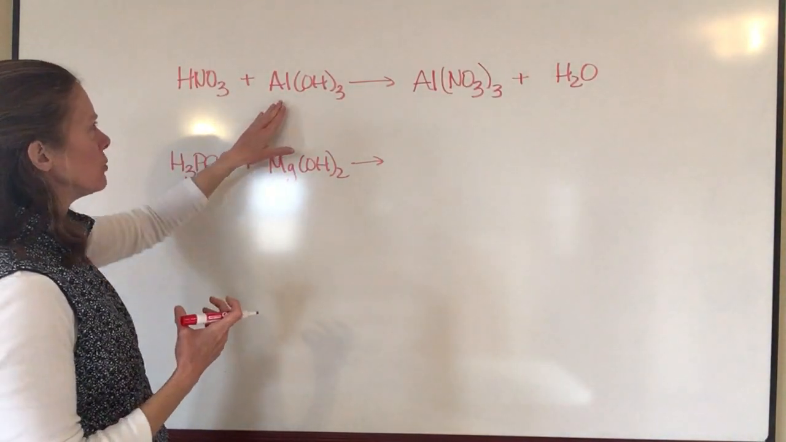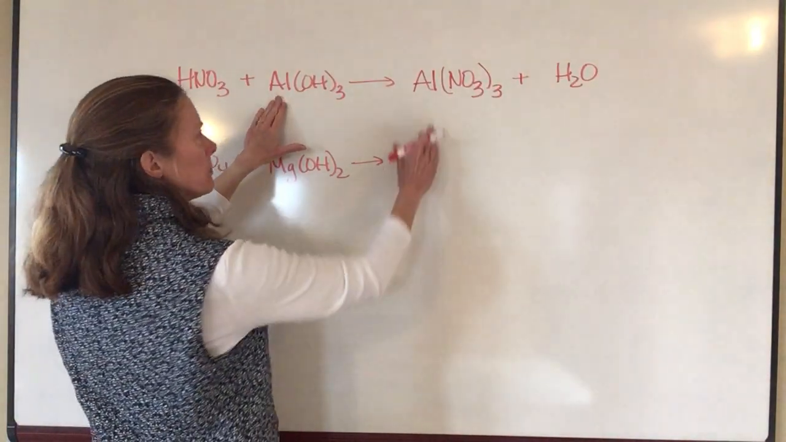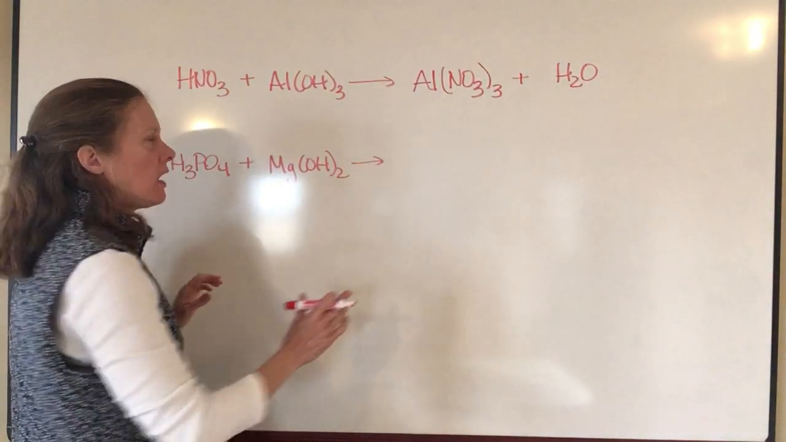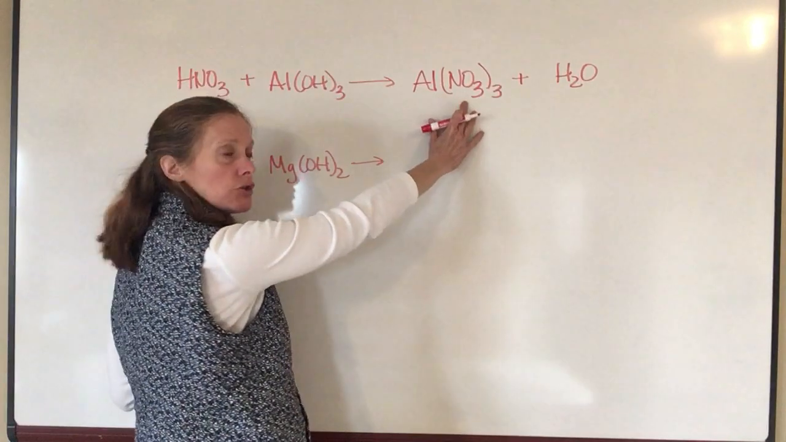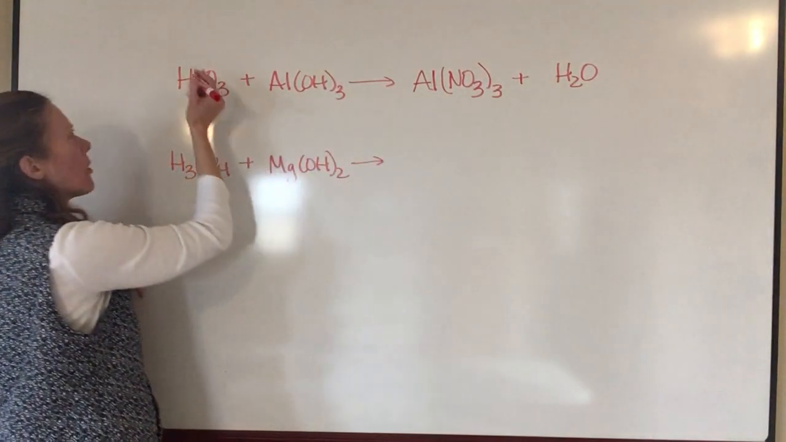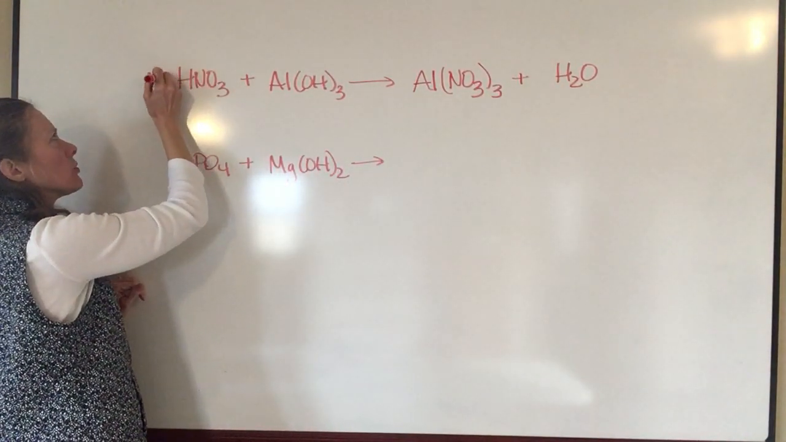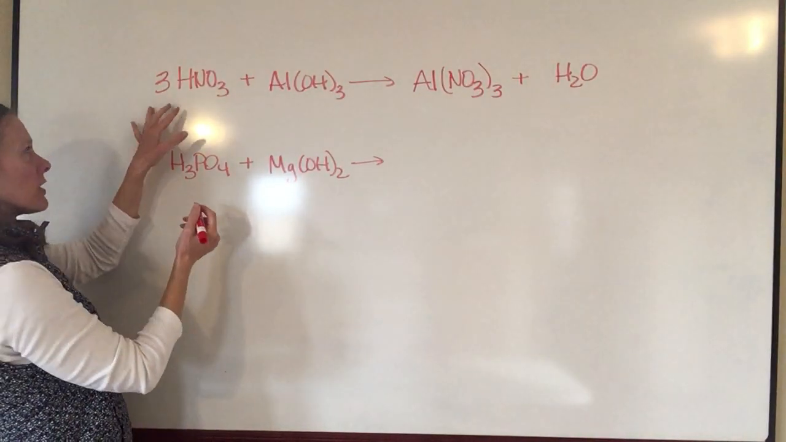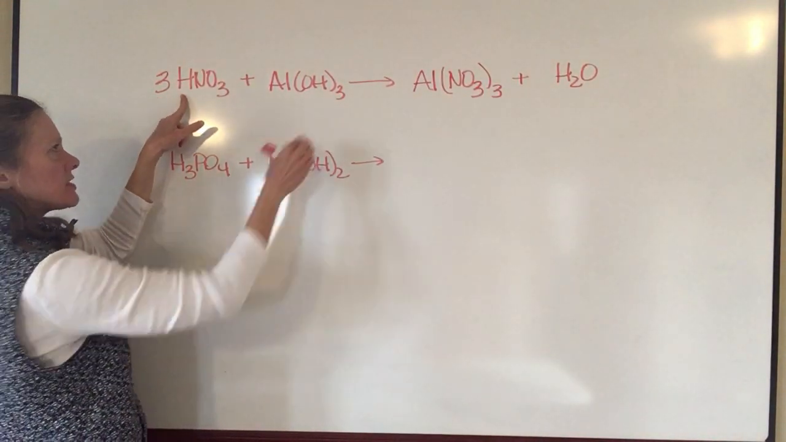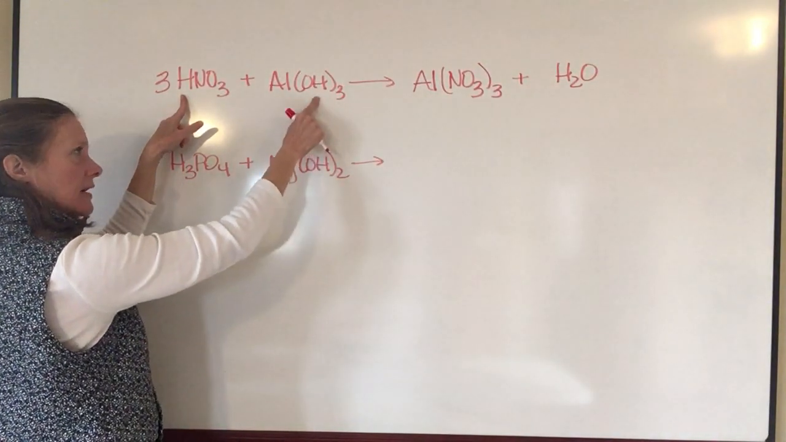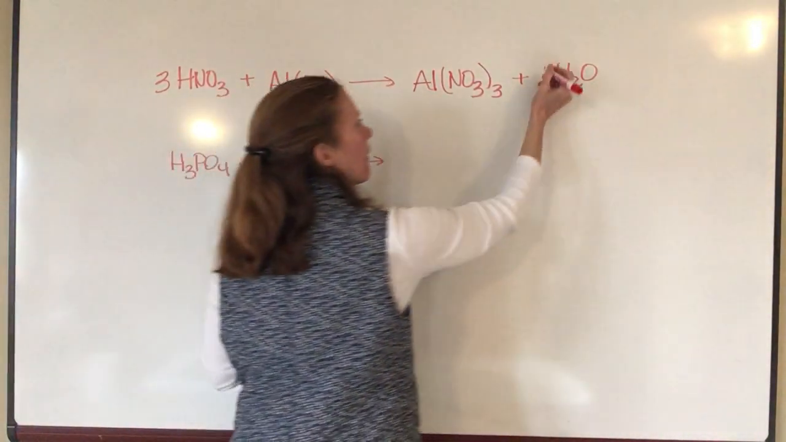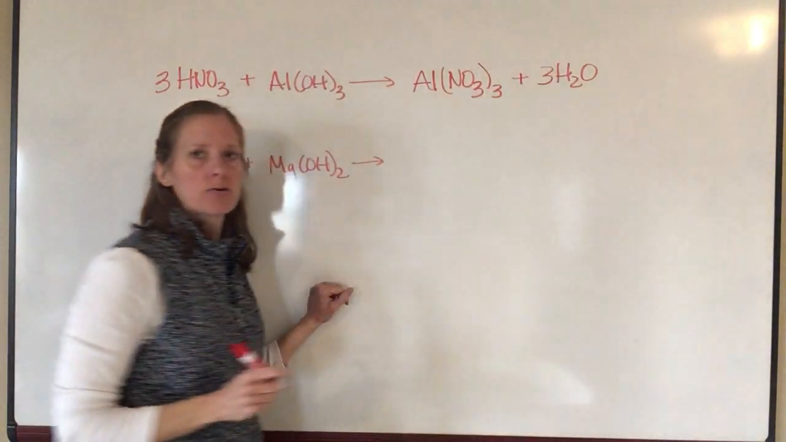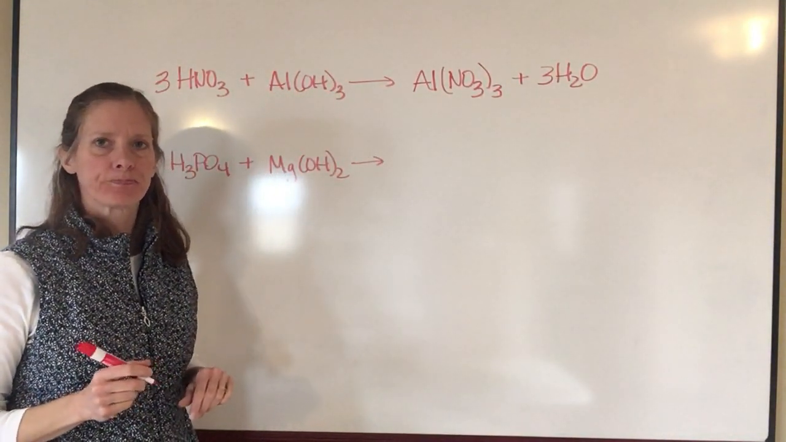So let's start with the aluminum. The aluminum is already balanced on each side. I have 3 nitrate groups here, and so I will need 3 nitrate groups on this side. If I look here, I've got 3 hydrogens and 3 hydroxides. So what that means is that I'll need 3 waters on this side to make it balance.